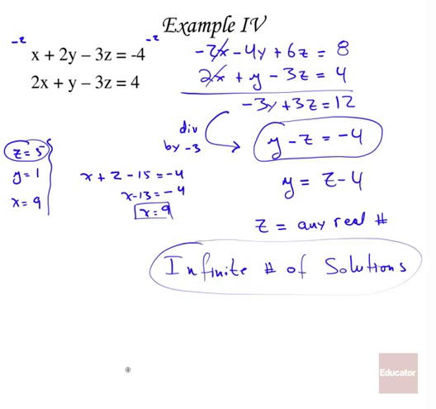Okay, so an infinite number of solutions is also another possibility. So we've seen a system that has one solution only. We've seen a system that had no solutions, it was inconsistent, and now we've seen a system that has an infinite number of solutions.